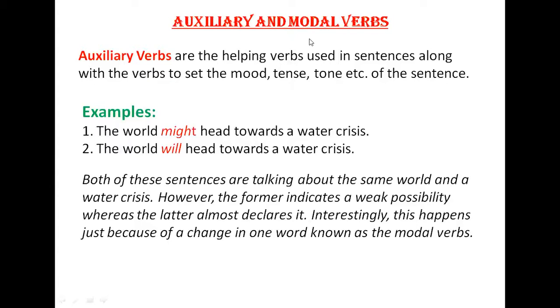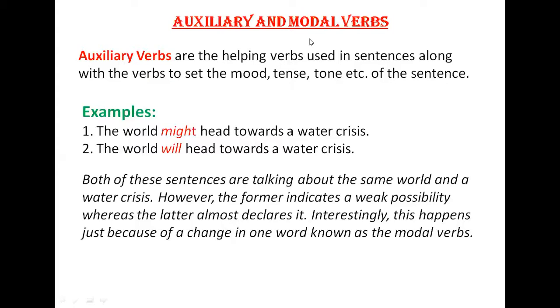But what is the difference? What brings the change in the meaning? They are the words might and will. These are called auxiliary verbs, and the main verb here is head, and in the second sentence also head. Might and will. How do these two words bring the difference in the sentences in terms of meaning?